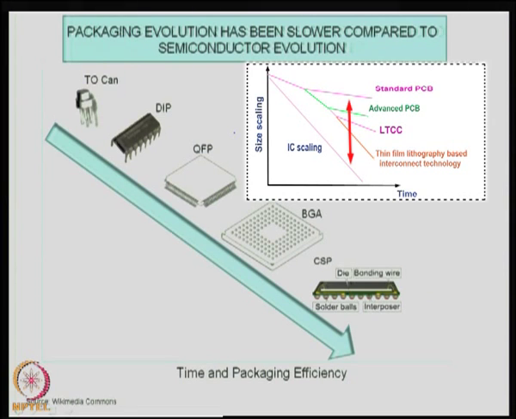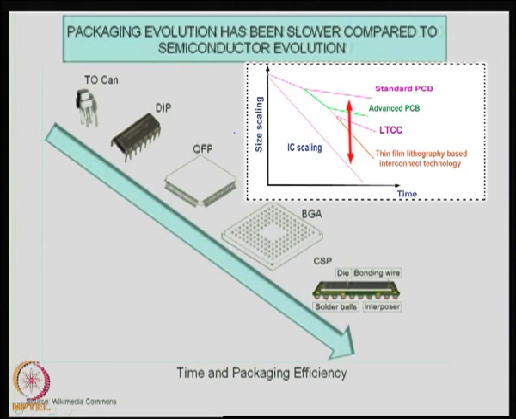Now, we will try to look at the first level interconnection choices. If you look at the packaging evolution, it has been slow compared to the semiconductor evolution. So, as I said, semiconductor fabrication does not really come into the realm of packaging. The first level packaging starts with a finished die.